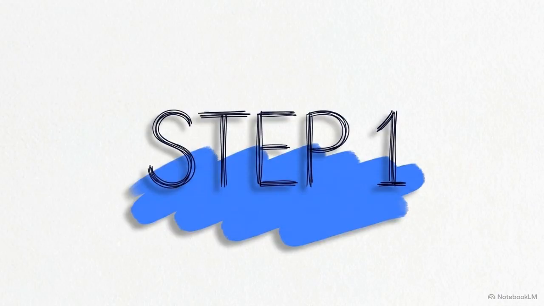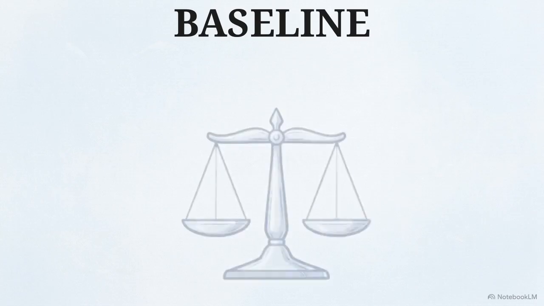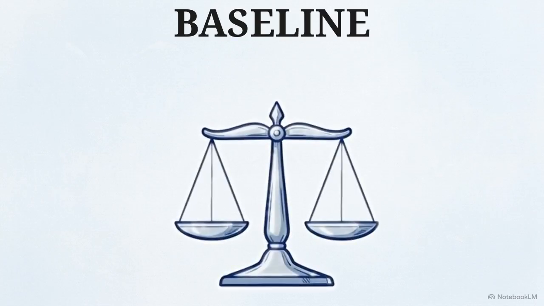Step 1. Do not say the word p-value. Instead, begin your explanation by intentionally establishing a baseline. You need to introduce the concept of the null hypothesis first. Define it strictly as the assumption that there is no effect or no difference in whatever experiment you're running. Give them a concrete example.